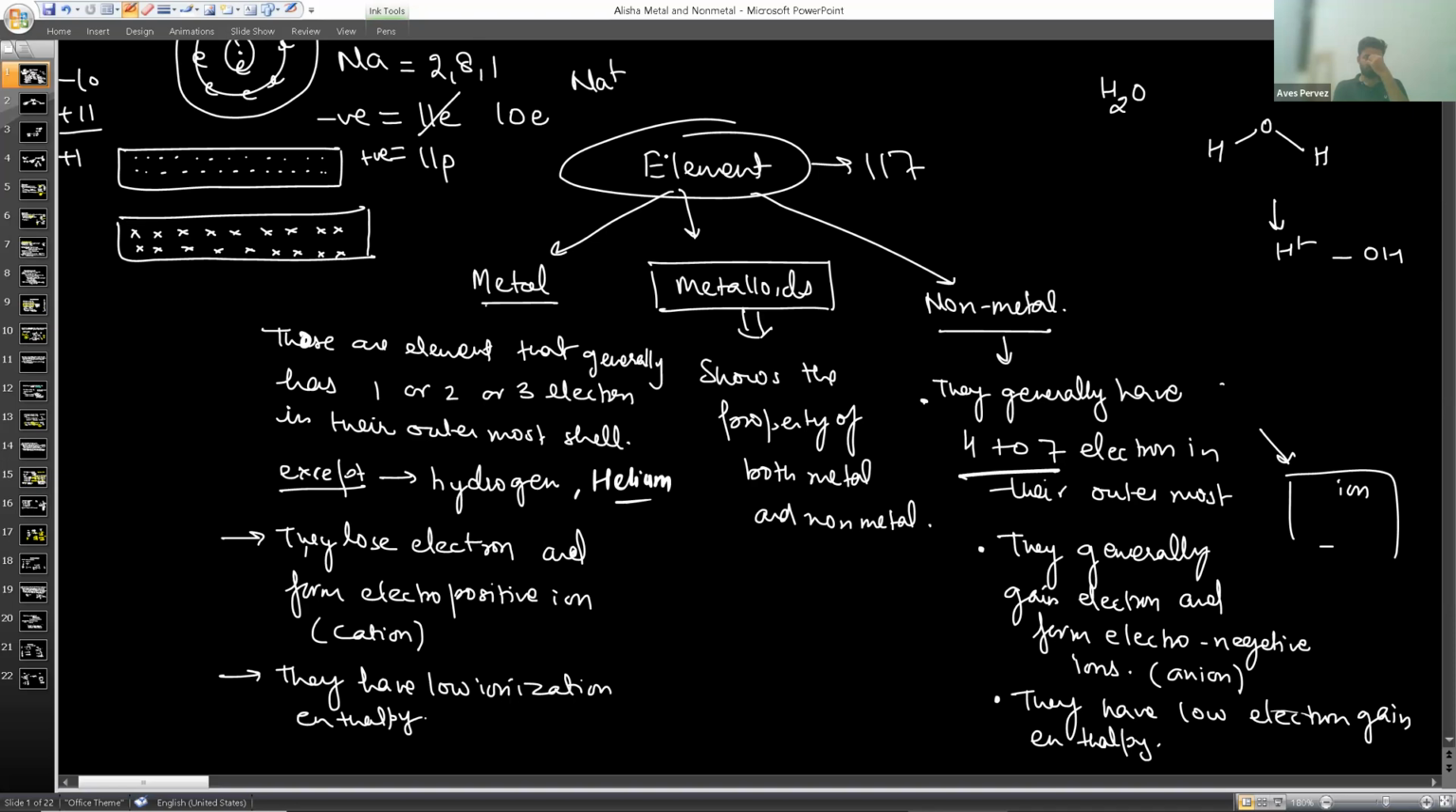So what is enthalpy? Enthalpy is energy.